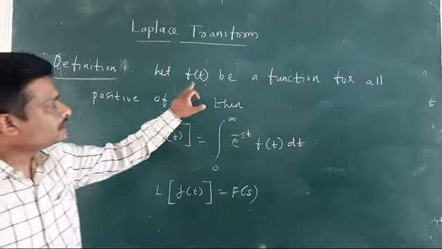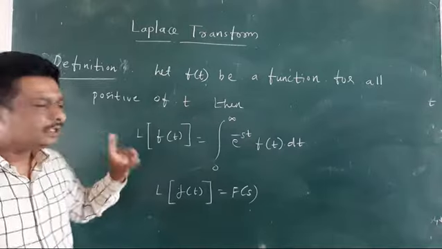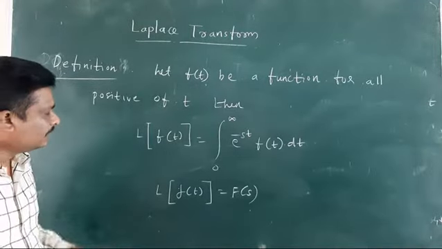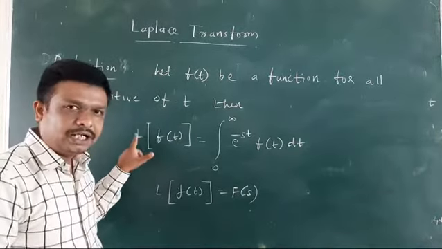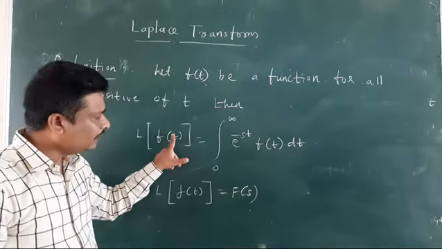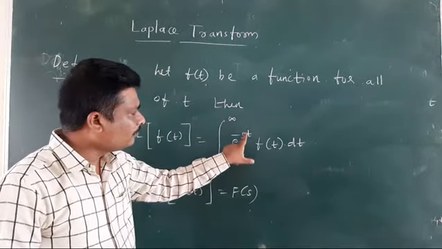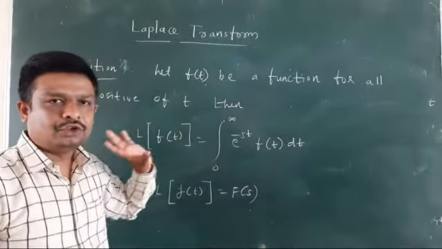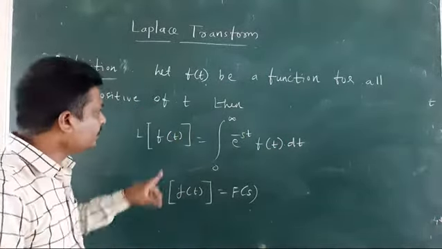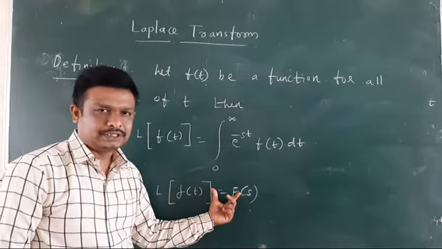For that, let us consider f of t to be a function for all positive values of t. Then Laplace transform is given by L of f of t. This L indicates Laplace transform. L of f of t is equal to integration 0 to infinity e to the power of minus st f of t dt. So this is the definition of Laplace transform. Here t and s are the parameters. Also we can say L of f of t is equal to F of s.